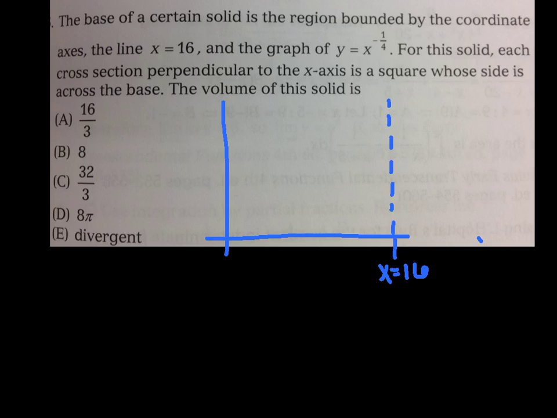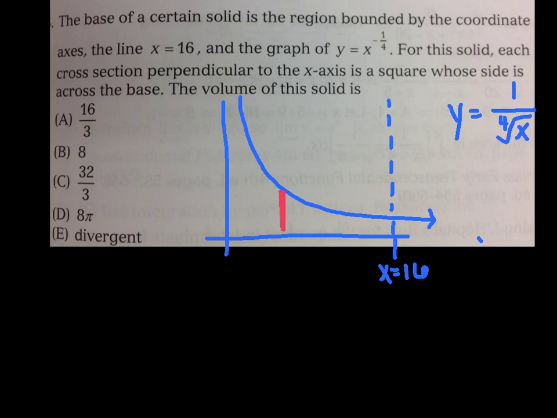And then we have the graph of y equals x to the negative 1/4 power. Now, what does that really look like? Think of it this way: 1 over the 4th root of x, which behaves very similarly to 1 over radical x. It's in that p-series family, asymptotic to not only the y-axis but also the x-axis, which makes this one doubly interesting. Now, for each solid, the cross-section is perpendicular to the x-axis.